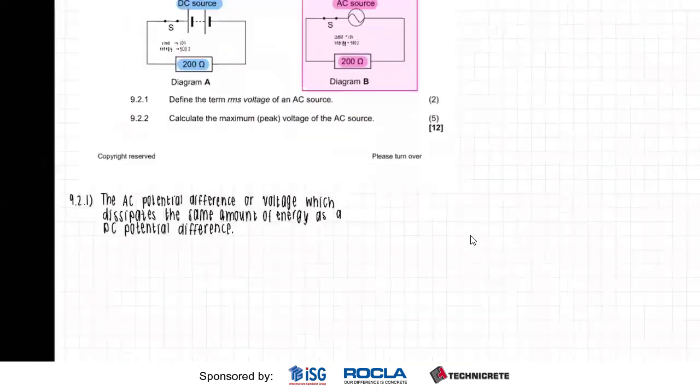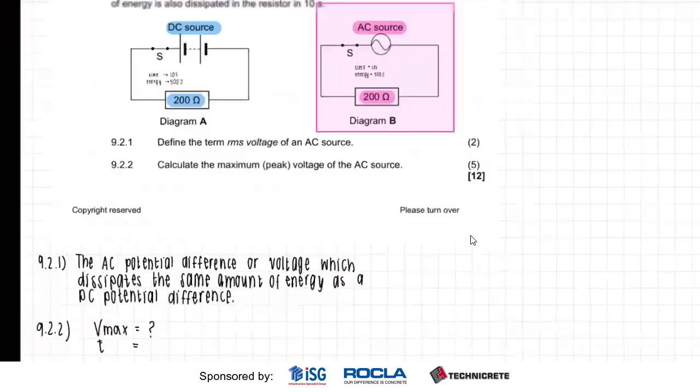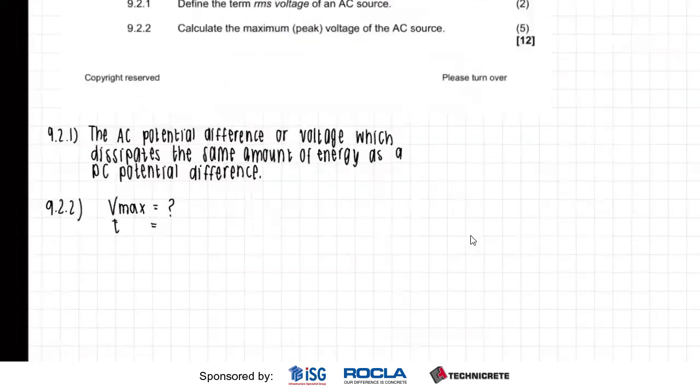Okay, so what have we been asked to find? This is why I say that it's nice to write out what you want and what you have. So what are we looking for? The maximum voltage, so the V max we're looking for. We have the time in which the energy was dissipated, which was 10 seconds.